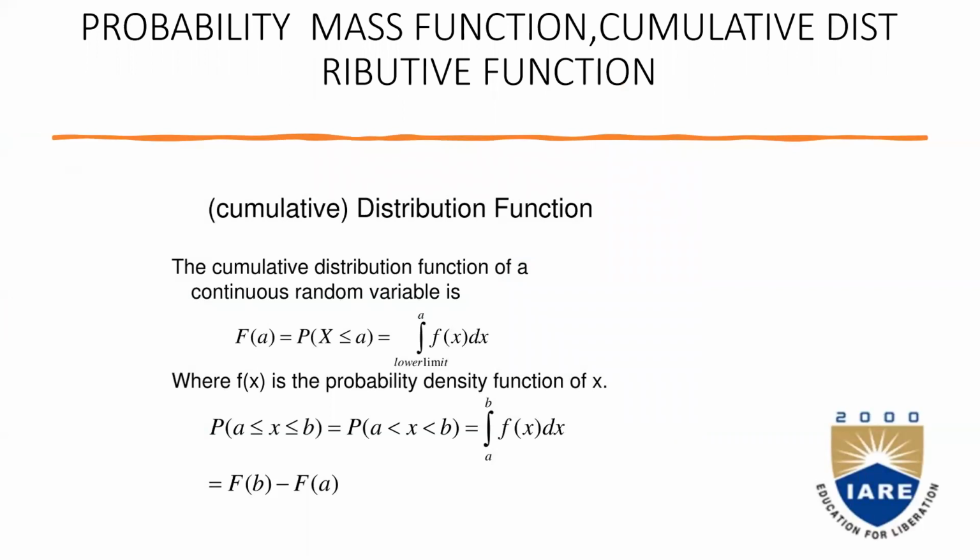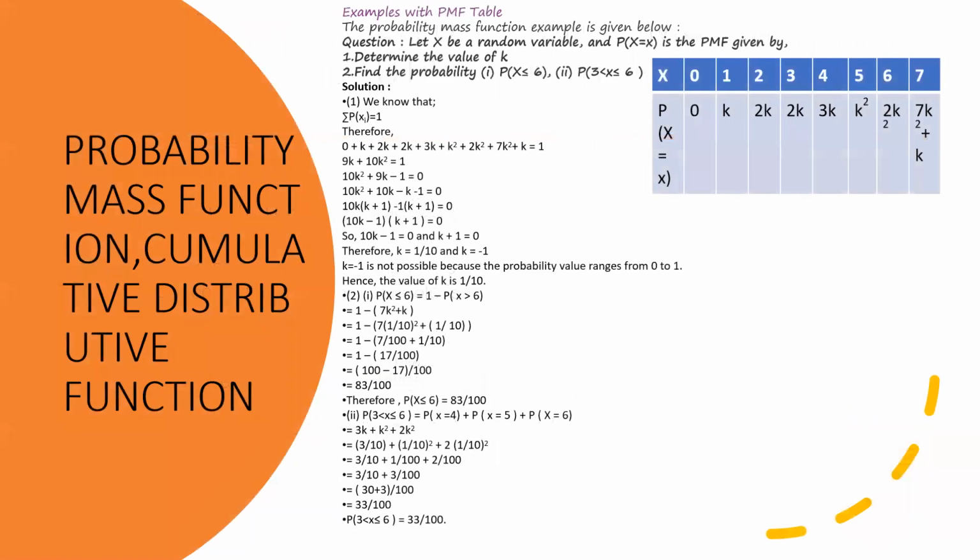Cumulative distribution function. The cumulative distribution function of a continuous random variable is F(a) equals P(X less than or equal to a), that equals the integral from the lower limit to a of f(x) dx, where f(x) is the probability density function of X. P(a less than or equal to X less than or equal to b) equals P(a less than X less than b) equals the integral from a to b of f(x) dx, that is F(b) minus F(a).